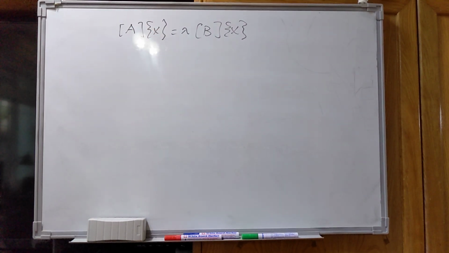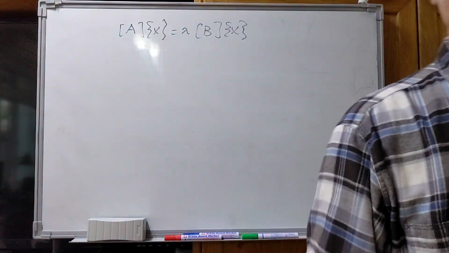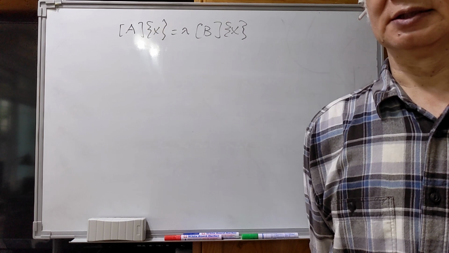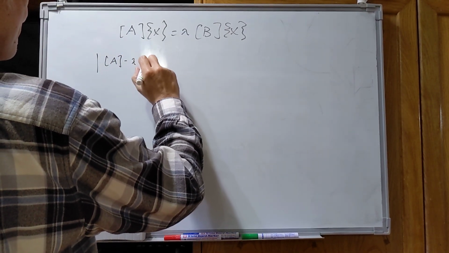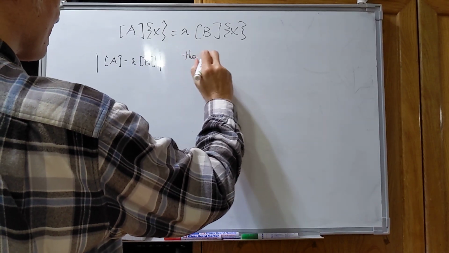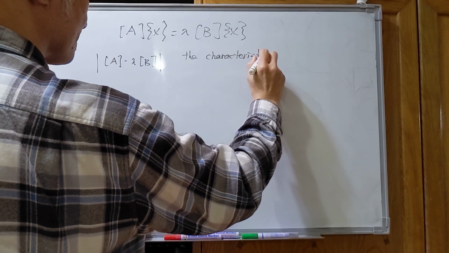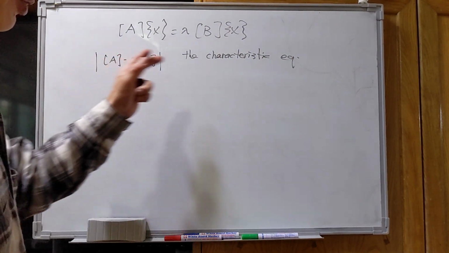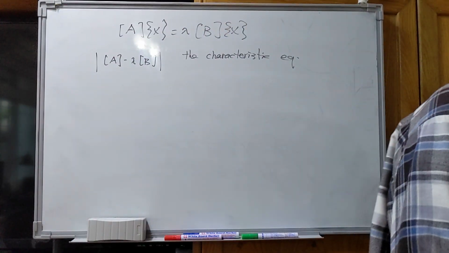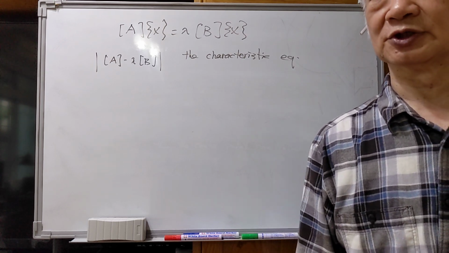If both A and B matrices are symmetric matrices, then if we check the characteristic equation, you will find all the eigenvalues must be real solutions.